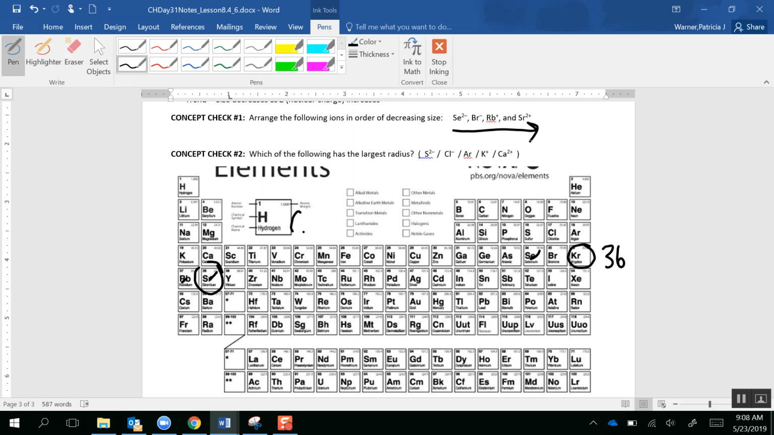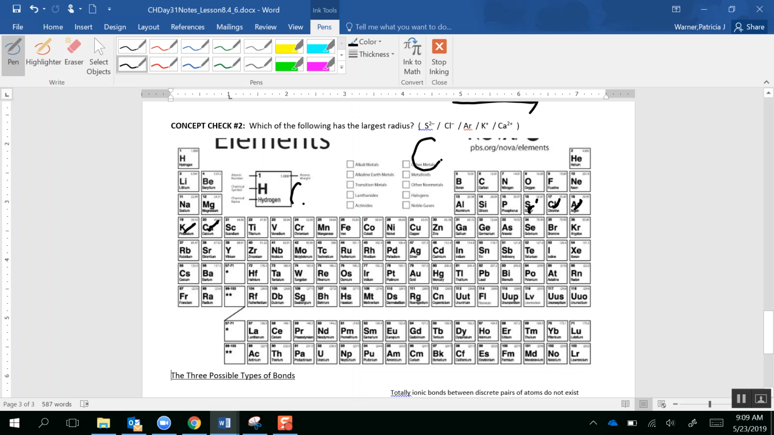Let's look at the next one. Concept check 2. Which of the following has the largest radius? We're talking about sulfur, chlorine, argon, potassium, and calcium. Those are all ions except for argon. So they all have the same number of electrons; they all have 18 electrons. The largest radius is going to be the one with the fewest number of protons to pull that in, and that's going to be sulfur.